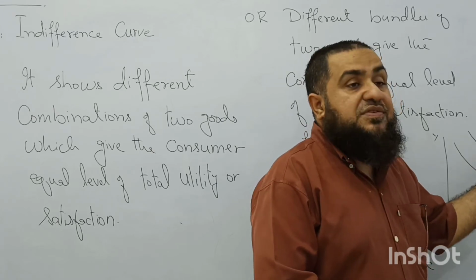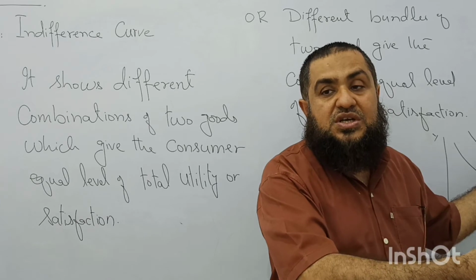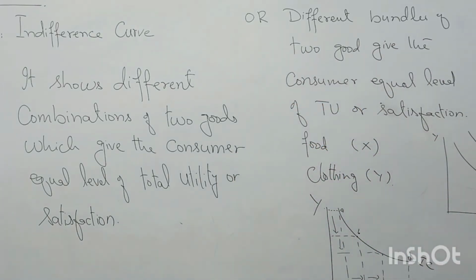And even this indifference curve is having a further higher level of total utility or satisfaction. So there is a map of indifference curves available to the consumer. Clear? Any higher indifference curve will show a higher level of satisfaction, but along a single indifference curve, the total satisfaction remains the same.